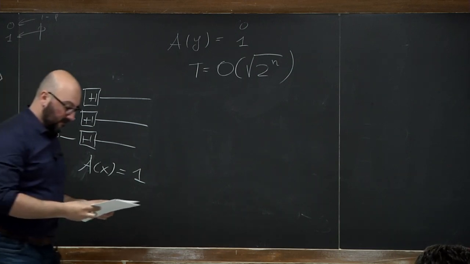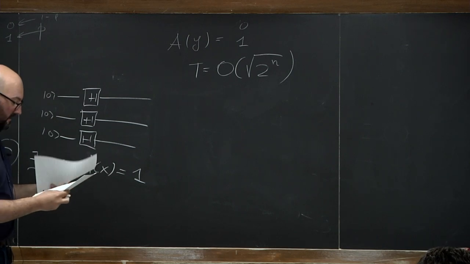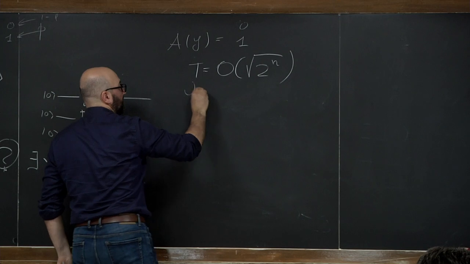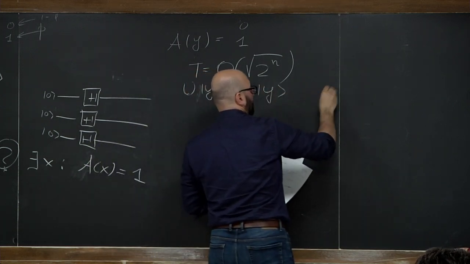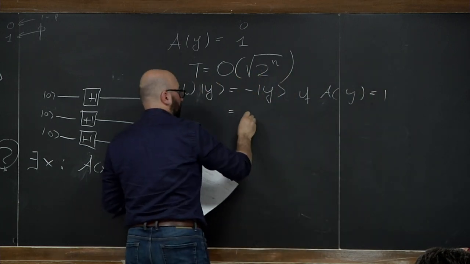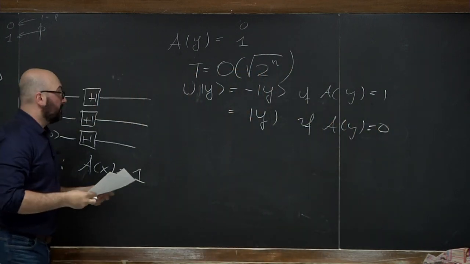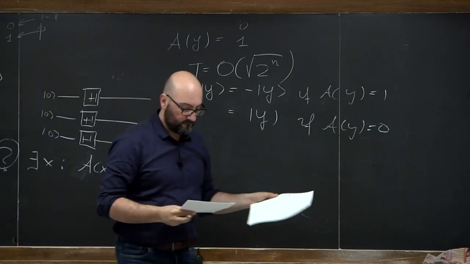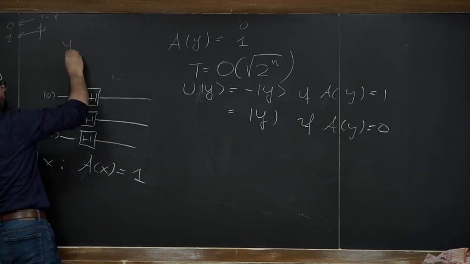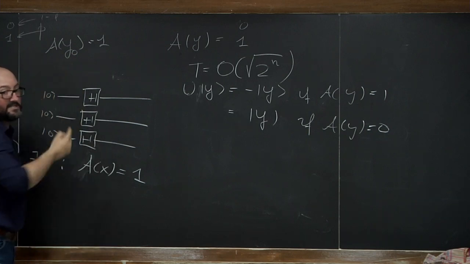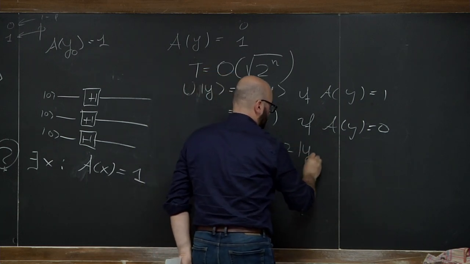And how does this magic work? If I have this function, let's build the unitary which does the following thing. It's minus y if A of y is equal to 1, and it's y if A of y is equal to 0. This is a unitary. It calls the oracle once. And for simplicity, let's assume that there is a y, let's call it y0, such that A of y0 is equal to 1, and my quest is to find y0. Then U is going to be the identity minus 2 times the projector over y0.